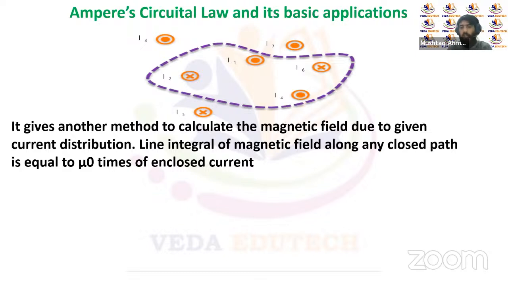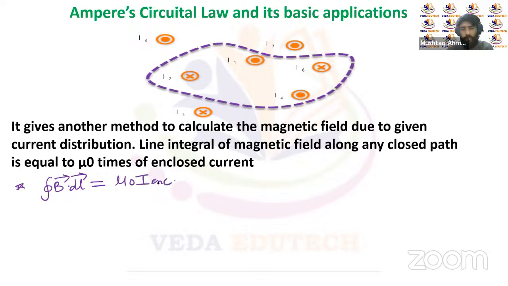If we calculate the line integral of a magnetic field along any closed path, that's always equal to mu naught, the permeability, times the current enclosed by that closed path. So we can rewrite this law as the closed line integral of B dot dl, and that has to be equal to mu naught times the current enclosed.